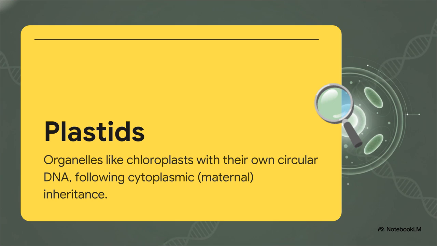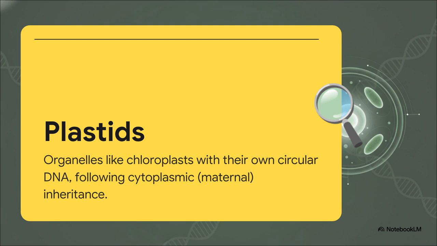But in the reproductive cells, the gametes, there's only a single set, which we call haploid or n. But here's where it gets really interesting. The nucleus isn't the only game in town. Plastids, like the chloroplasts that power photosynthesis, have their own little circular chromosome. And crucially, this genetic material is inherited in a totally different way. It follows a pattern called cytoplasmic inheritance, which almost always means it's passed down from the maternal parent.